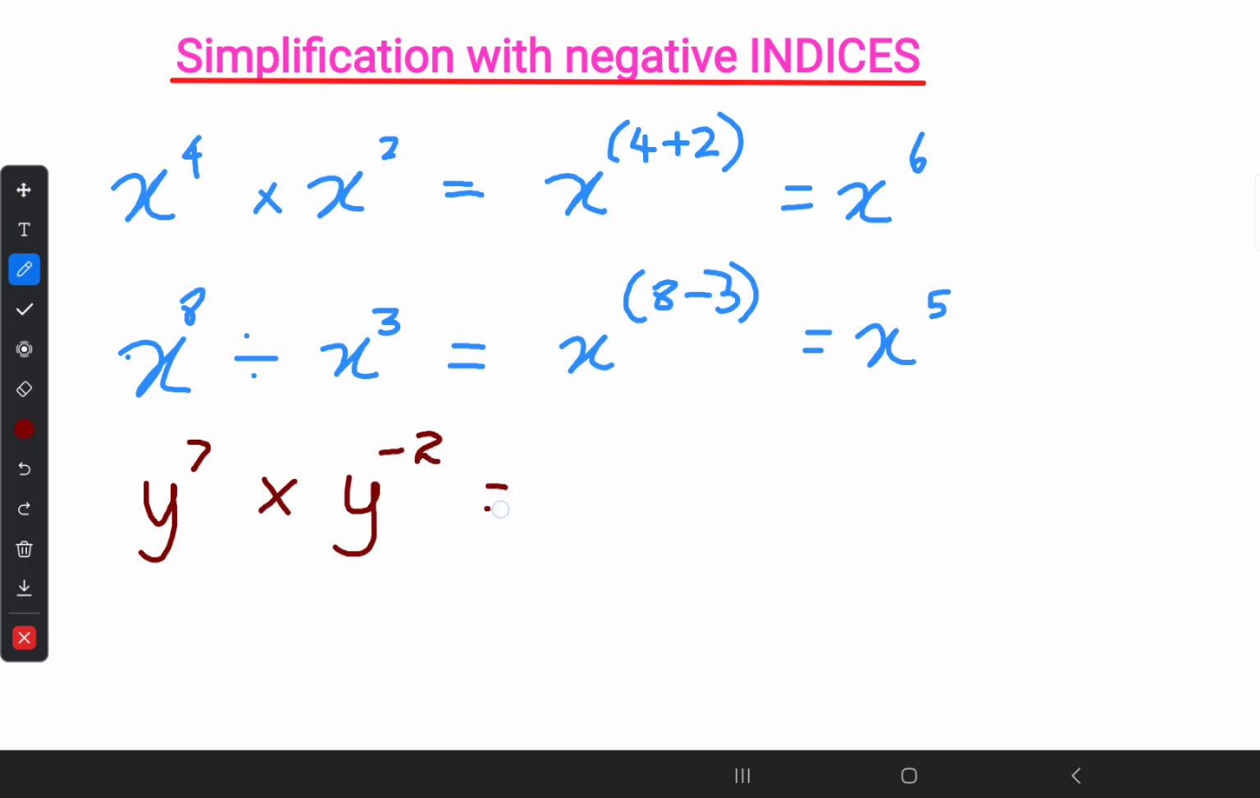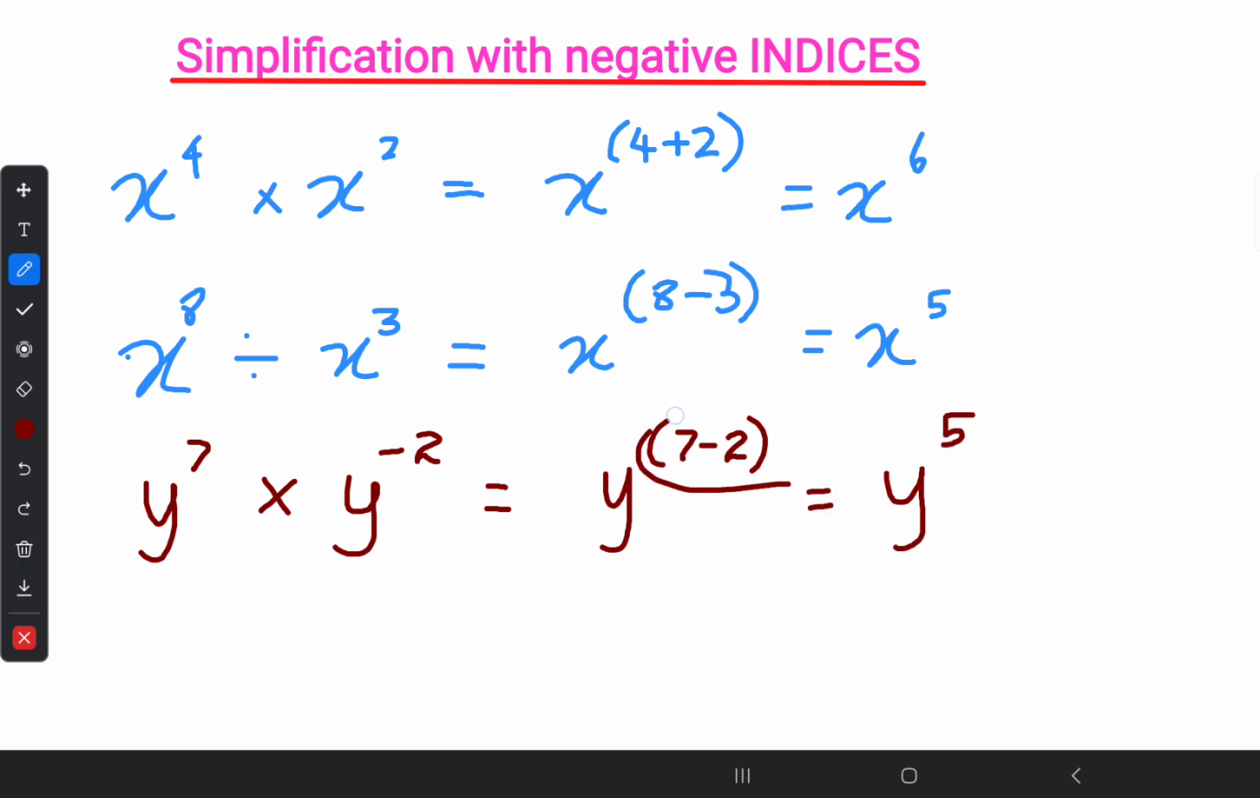What do you need to do? First of all, if the bases are same, finally the answer also will have the same base. Bases are same, those two are multiplied with each other, so you should add the powers. That means 7, you should get the sum of these powers. 7 minus 2. It will become y with the power of 5.